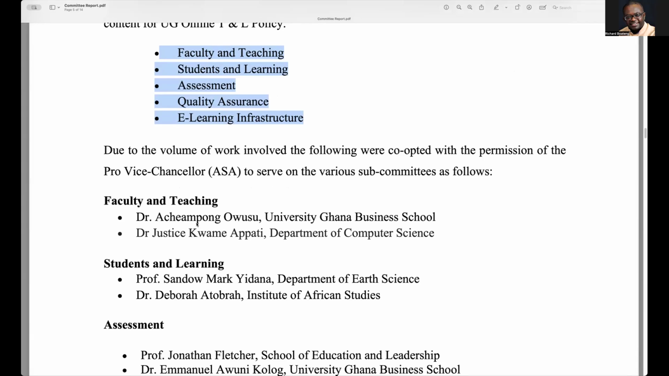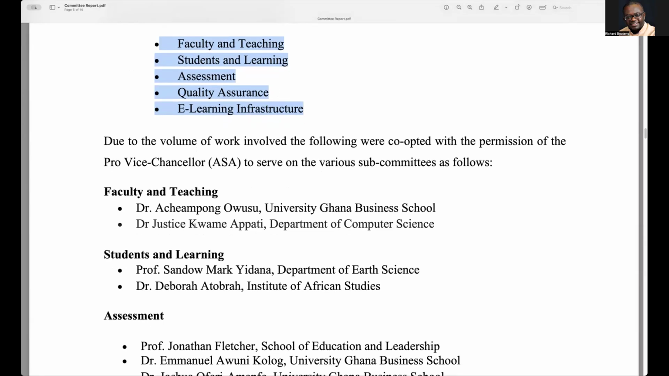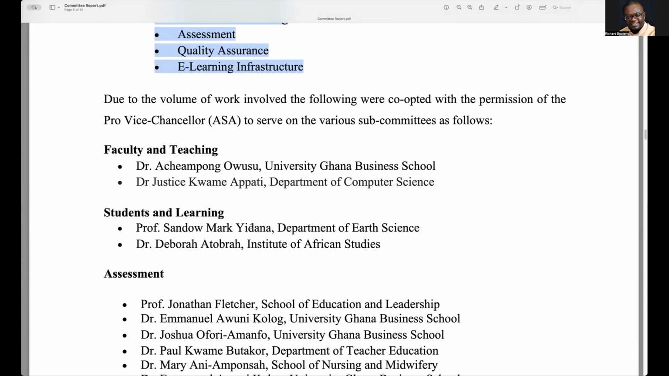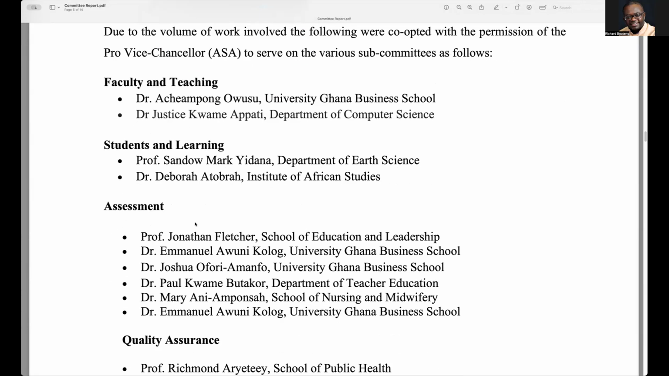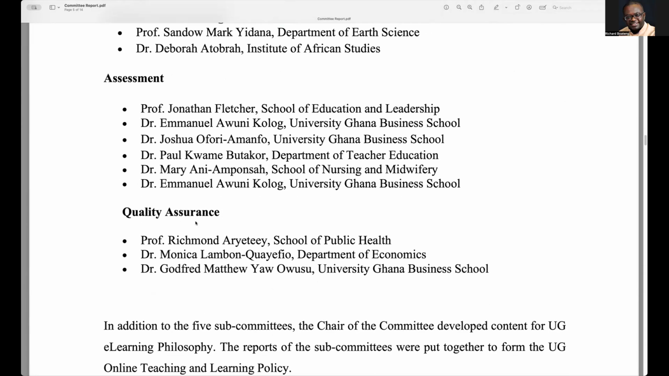Please, he's not a professor. So if you meet him in class, accord him the right and the respect that he's a professor. Okay. Then Justice Kwame Apeti, computer science. Then for student and learning, we had these 2. Assessment, we had about 6 people. Quality assurance, we had this. All these people came to help us to do a good work.